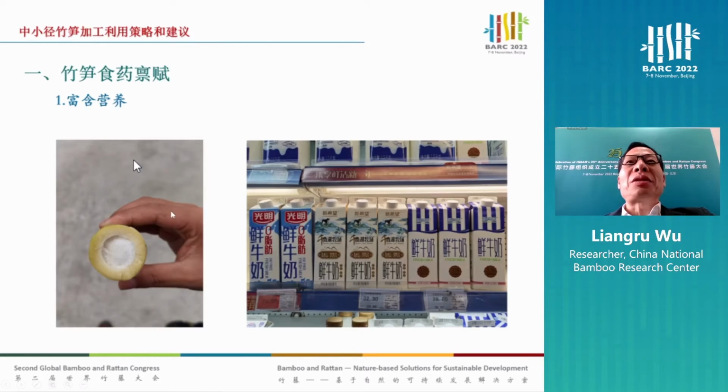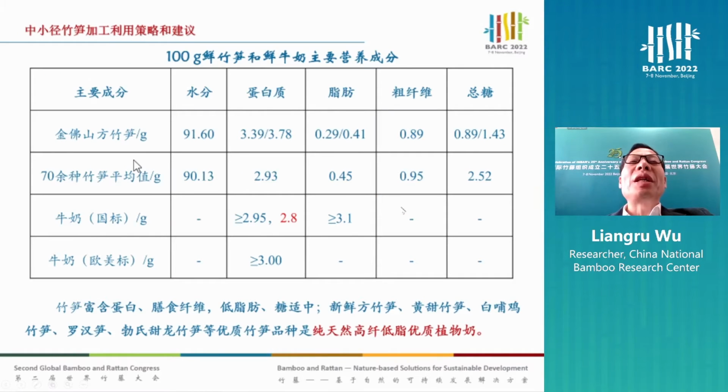You can see here the photo of a bamboo shoot after freezing. Actually, the white core part is the concentrate of protein. The second picture is fresh milk. Usually, we know that fresh milk is rich in protein, but fresh milk has about 3.2 grams of protein. Here, I made a comparison of the main nutrients between the bamboo shoot and the milk.